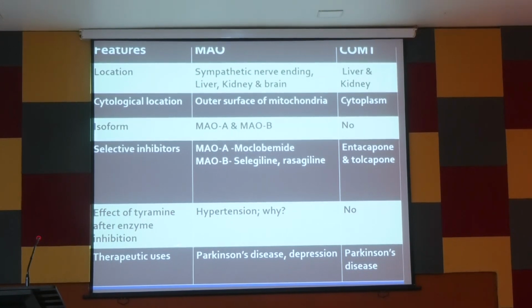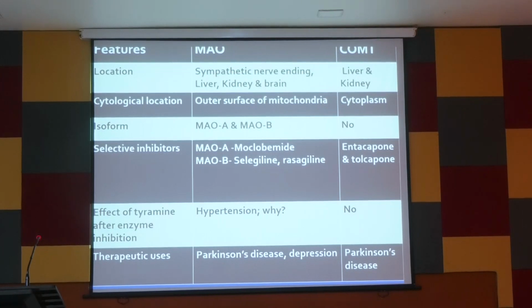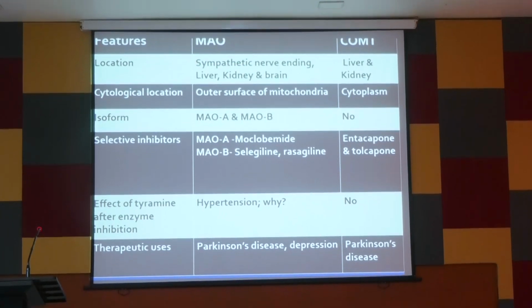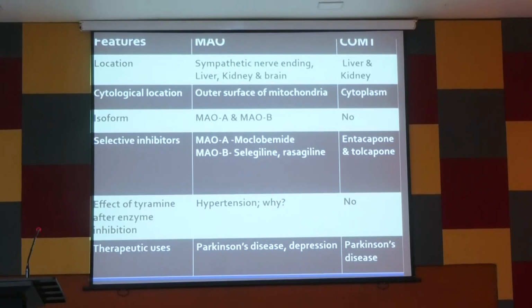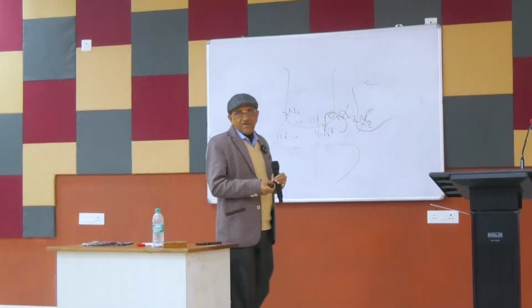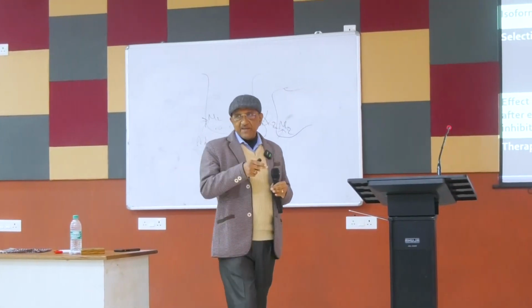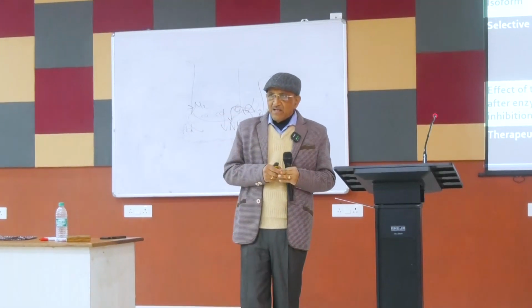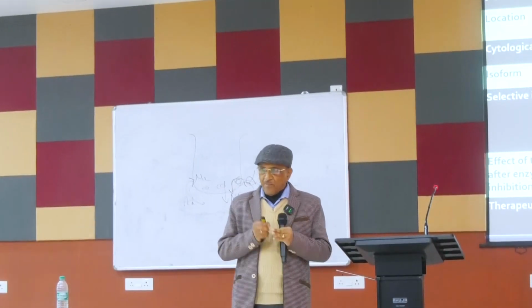Effect of tyramine after enzyme inhibition. Tyramine is an end product from the diet; in the intestine, tyramine is being formed. This tyramine will act as an indirectly acting sympathomimetic agent. It will increase the release of norepinephrine from the nerve ending.